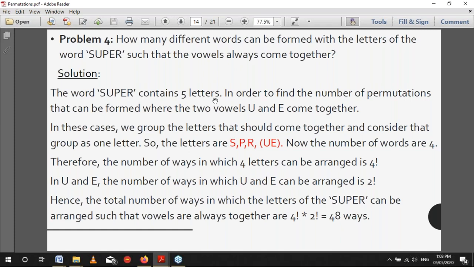The total number of ways in which the letters of the word SUPER can be arranged such that the vowels are always together is 4 factorial multiplied by 2 factorial. Now you might want to ask, where did that 2 come from? The U and E are 2 letters, so we take them as one in the first place, and here we are multiplying them with the rest, and it gives us 48 ways. Now let's look at some derivations.